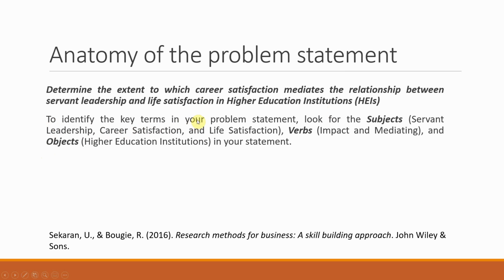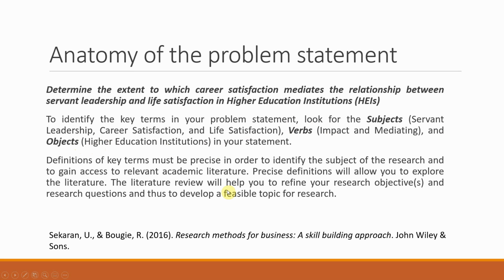Now, let's see what's in the problem statement. To identify the key terms in your problem statement, look at the subjects. What are the subjects in this study? There are 3 subjects: servant leadership, career satisfaction, and life satisfaction. Now, what are the verbs? What sort of actions are you looking for between the subjects? It's impact and mediating. And finally, what is the object? What is the study setting? It's higher education institutions. So this is the anatomy of your problem statement.